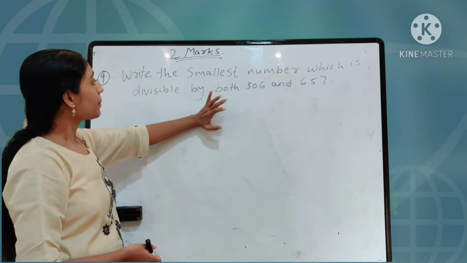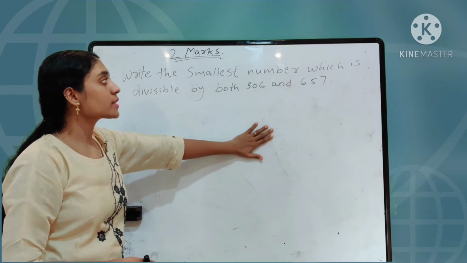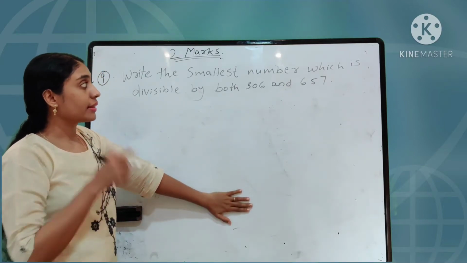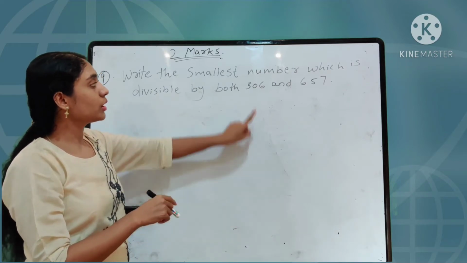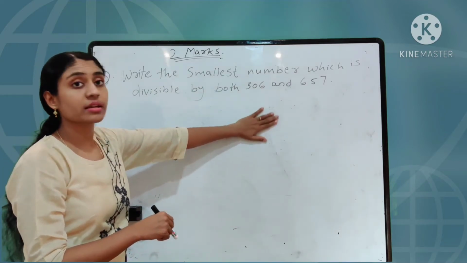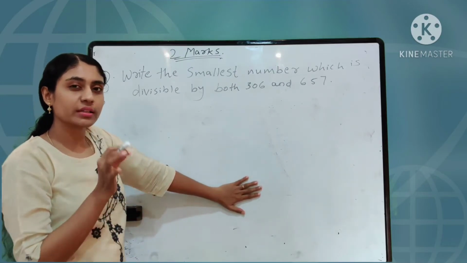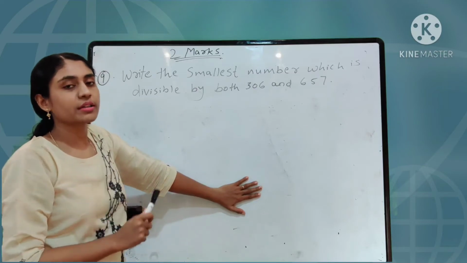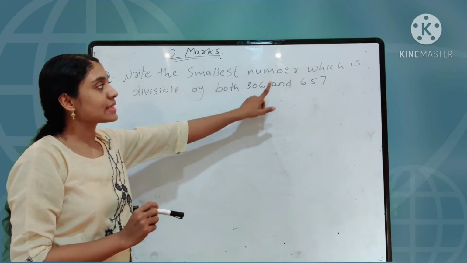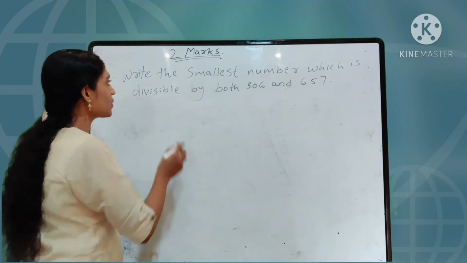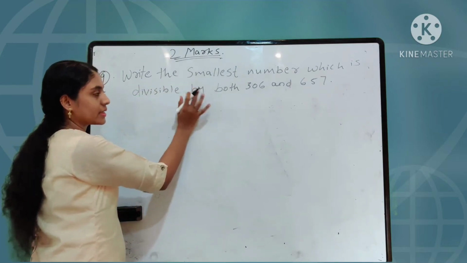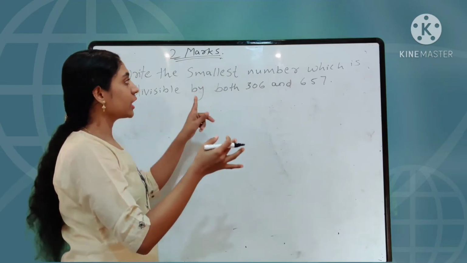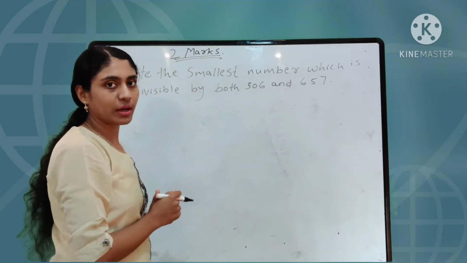Going to the next question. Write the smallest number which is divisible by both 306 and 657. You have to find the smallest number, and that number should be divisible by both 306 and 657. So how do we find it? In order to find the smallest number, we have to calculate the LCM of these two numbers. If the question asks for the smallest number divisible by two numbers, then you have to find the LCM of those two numbers.